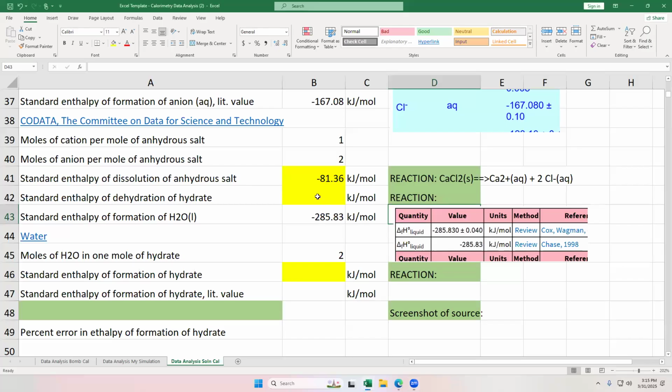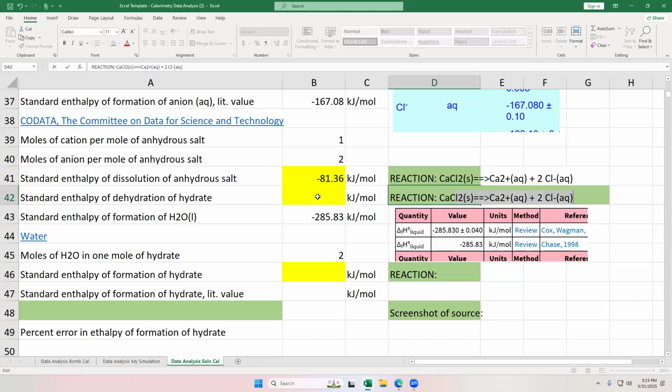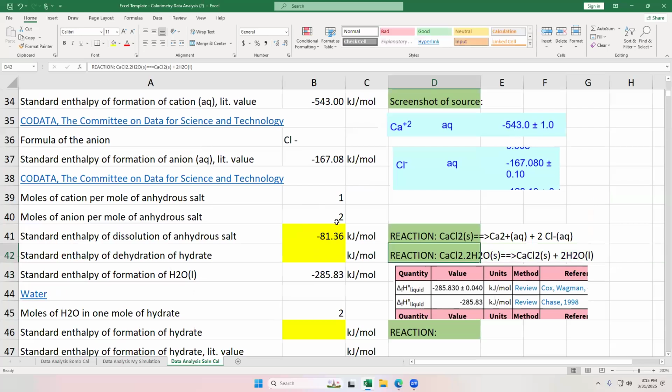Okay, so we need the standard enthalpy of dehydration of the hydrate. The reaction we're interested in is CaCl2·2H2O solid yields CaCl2 solid plus 2H2O liquid. All right, so we have enough information at this point to calculate that.